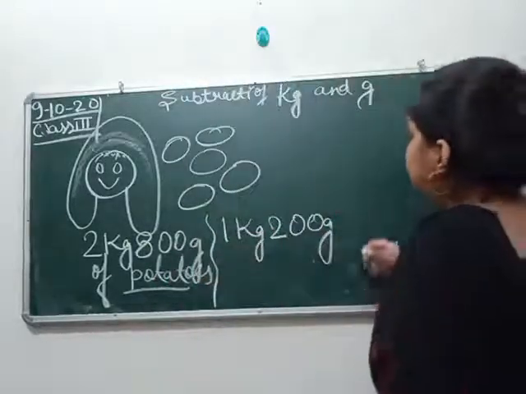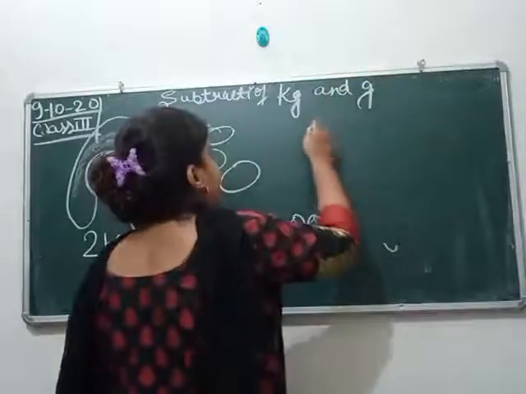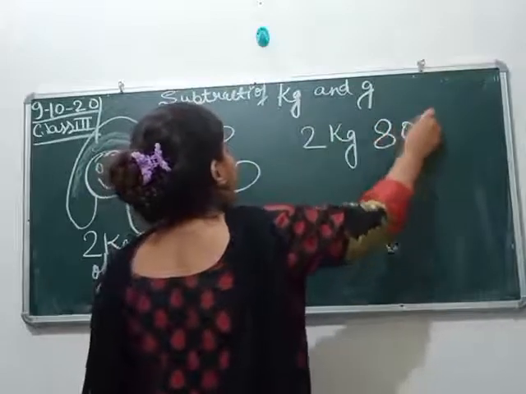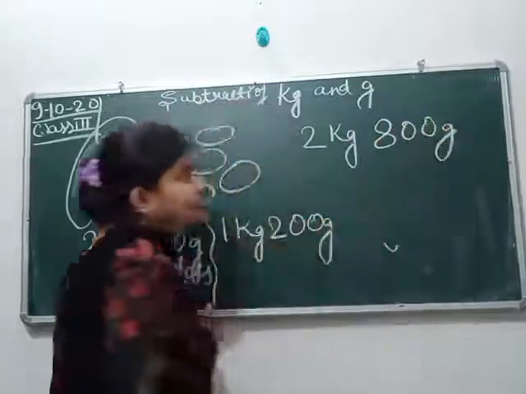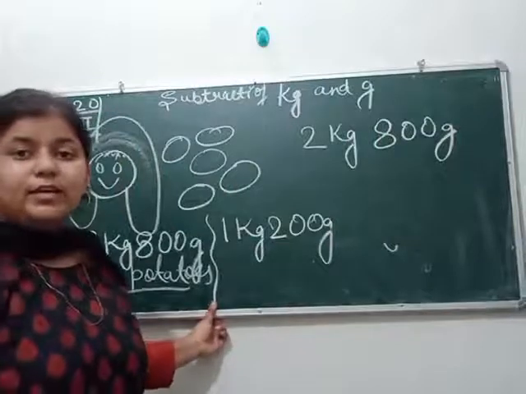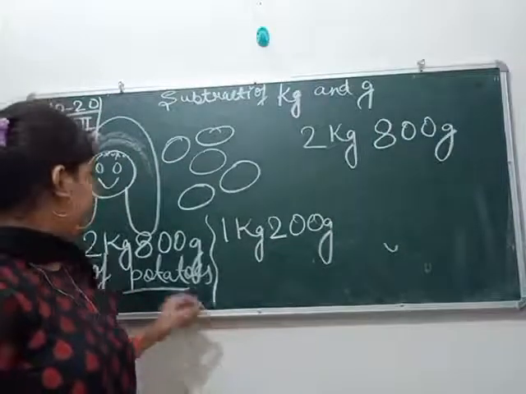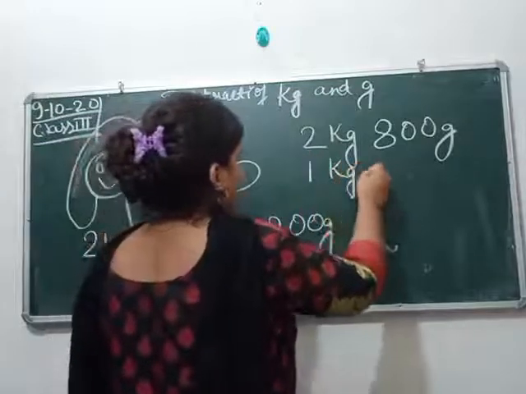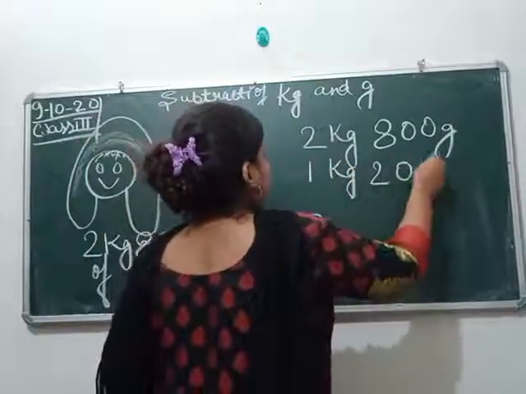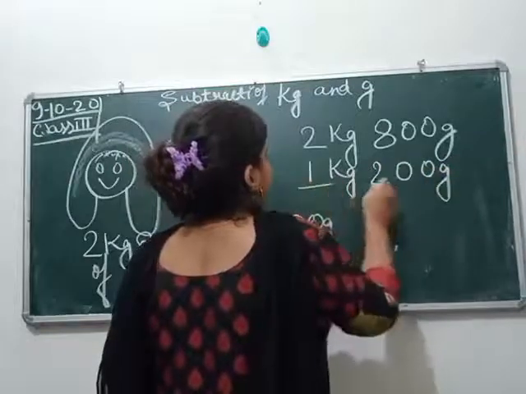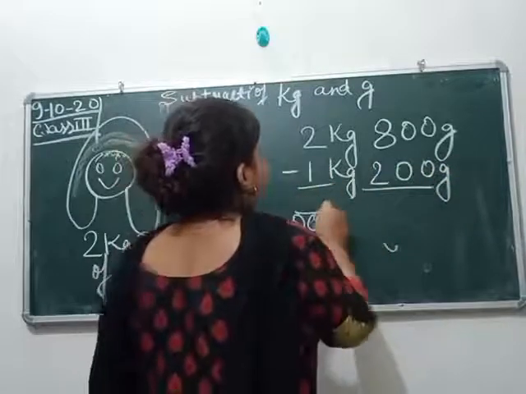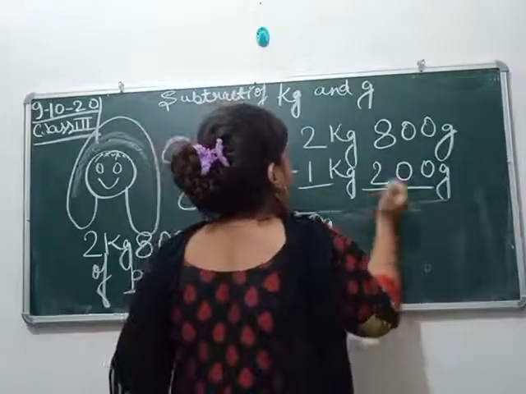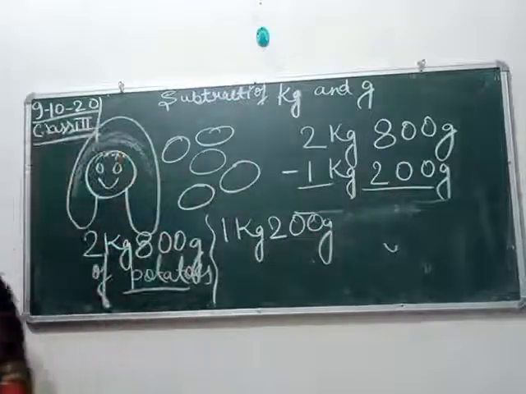Let's see. So here we have 2 kg 800 gram potato, from which she used 1 kg 200 gram. Now what we will do? We will subtract. Come on, do the subtraction.